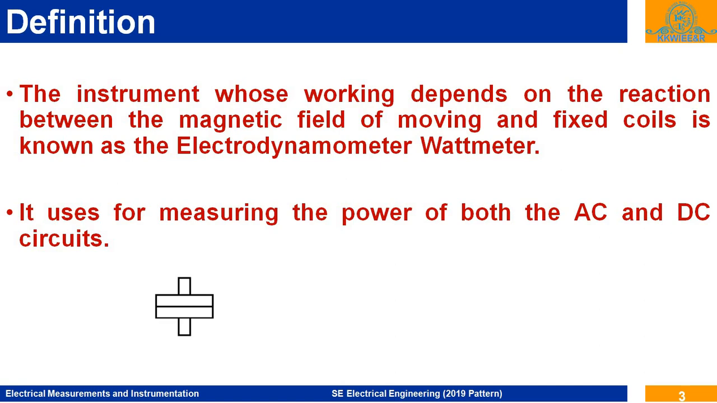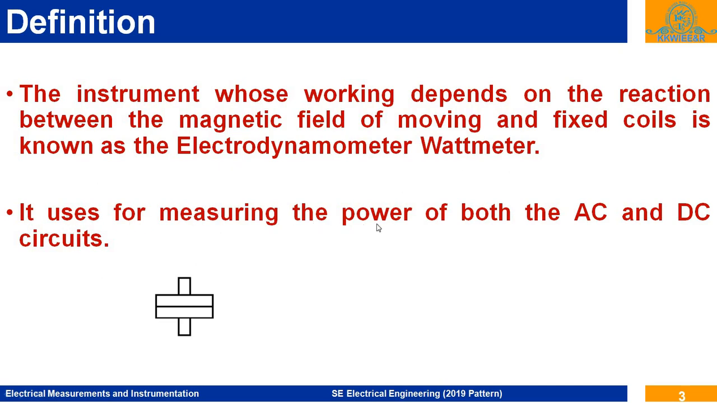There is an interaction between these two magnetic fields, which will generate the torque on the moving system, and this moving system will deflect based on the proportionality of voltage and current flowing through this moving coil and fixed coil. So the instrument whose working depends on the reaction between the magnetic field of moving and fixed coils is known as the electrodynamometer. So this is the definition for wattmeter.